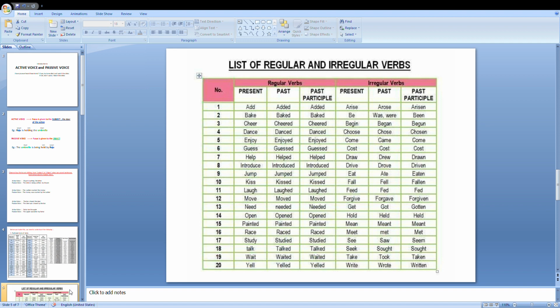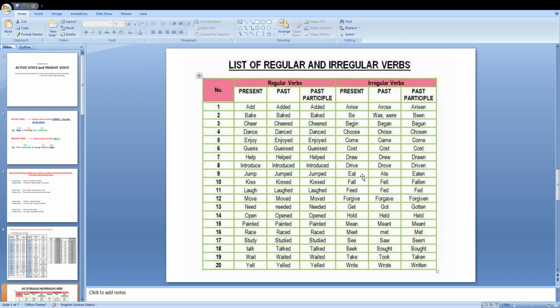We all know what regular and irregular verbs are. Regular verbs are those to which we can add ed to get the past tense. Irregular verbs are those to which ed cannot be added to get the past tense. Let's take a couple of examples here. If the verb is guess, the past tense is guessed and the past participle is also guessed. If the verb is laugh, the past tense of laugh is laughed and the past participle of laugh is laughed.